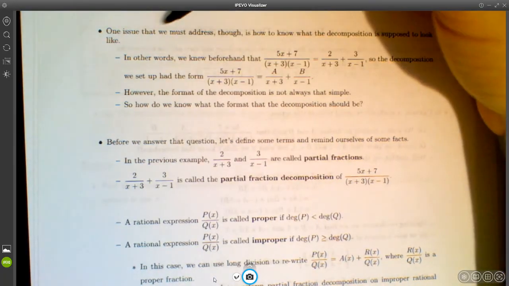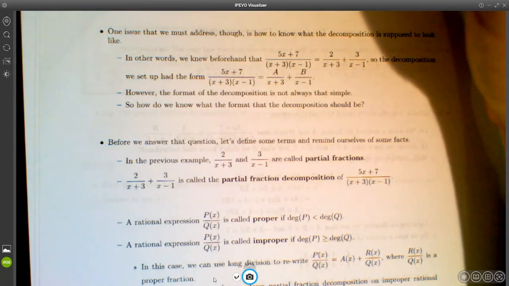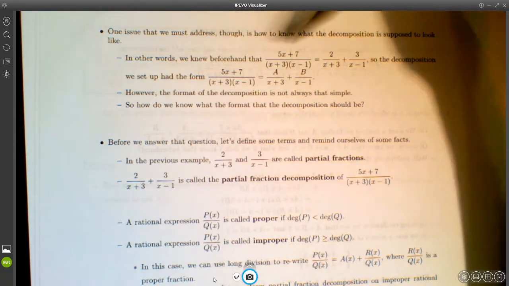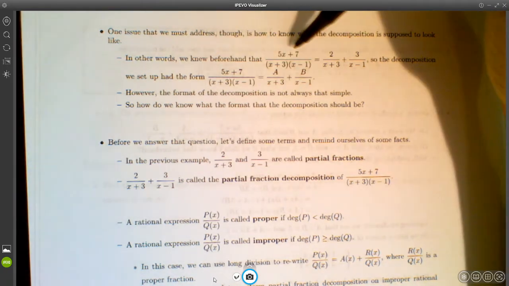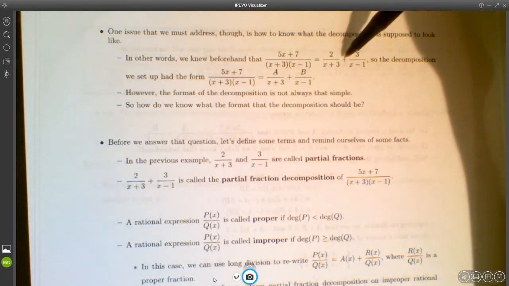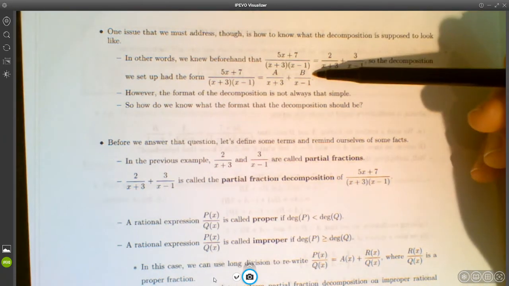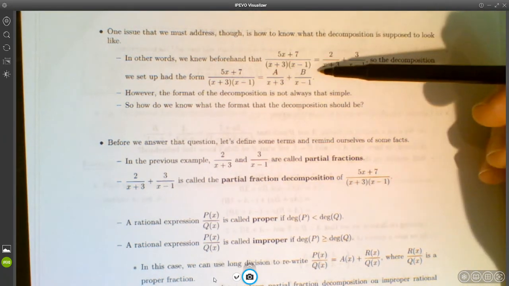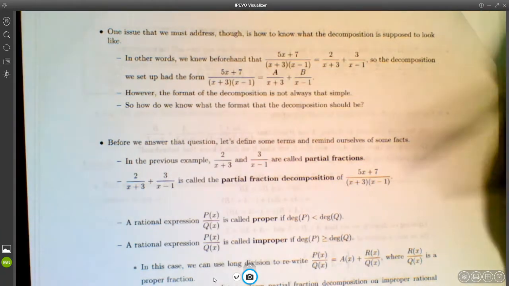So one issue that we need to address is what the decomposition is supposed to look like. We knew beforehand, when we were looking at (5x + 7) over (x + 3)(x - 1), that this looked like something over (x + 3) plus something over (x - 1). And so we set up this equation to solve for A and B. But the format of the decomposition is not always that simple.